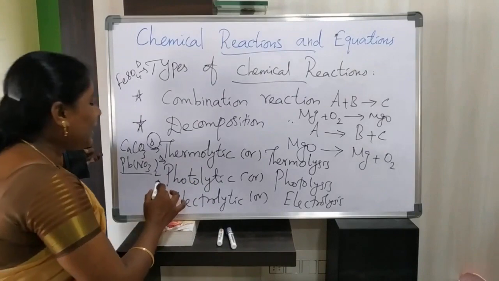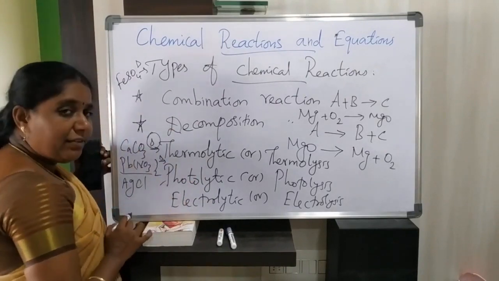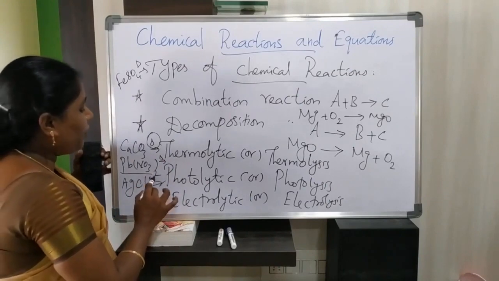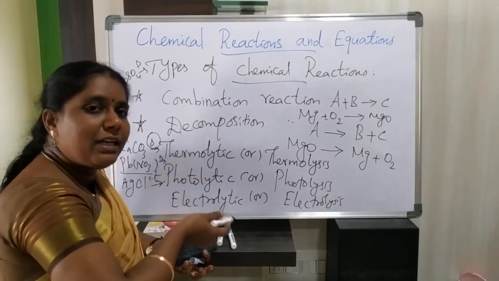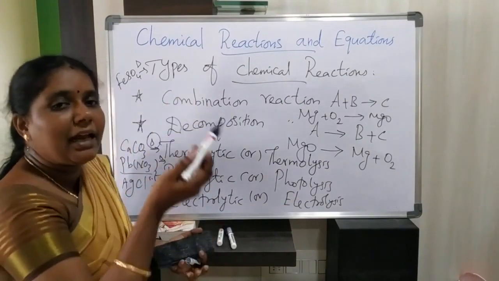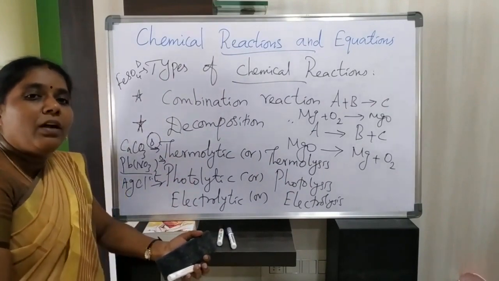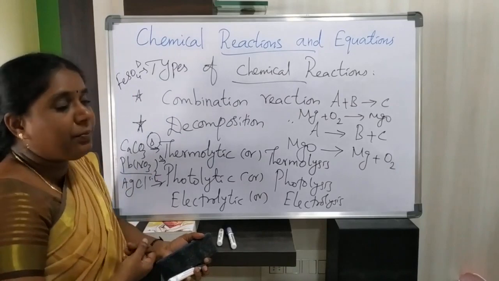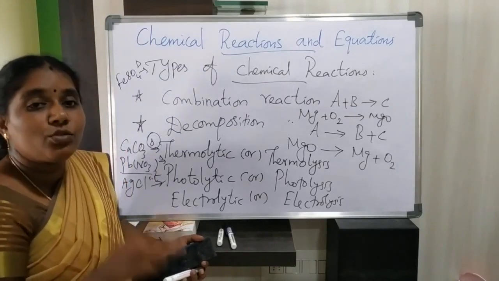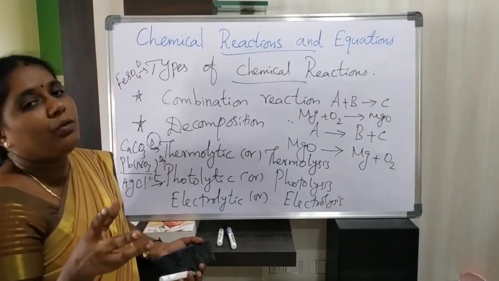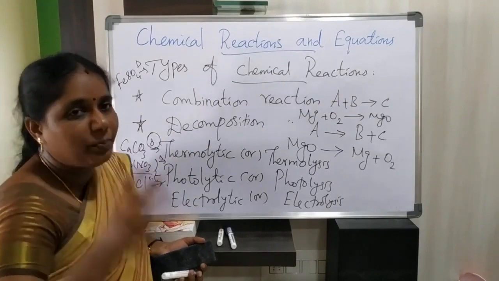Next, photolytic decomposition or photolysis: in the presence of sunlight, silver chloride or silver bromide splits to form silver and chlorine, or silver and bromine. See, in your examination they may ask a question like this: why do we store silver chloride or silver bromide in dark colored bottles? Because we need to avoid the reaction with the help of sunlight, so we store them in dark colored bottles.